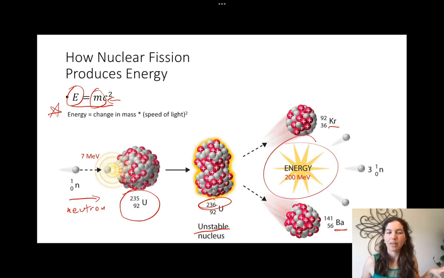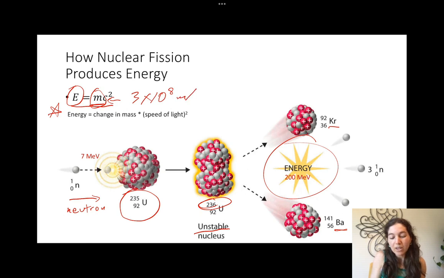All this energy comes out because its mass is very heavy, right? And the speed of light is something like 3 times 10 to the 8 meters per second. So you're getting a ton of energy coming off. This is mega electron volts. That's what that is measured in.